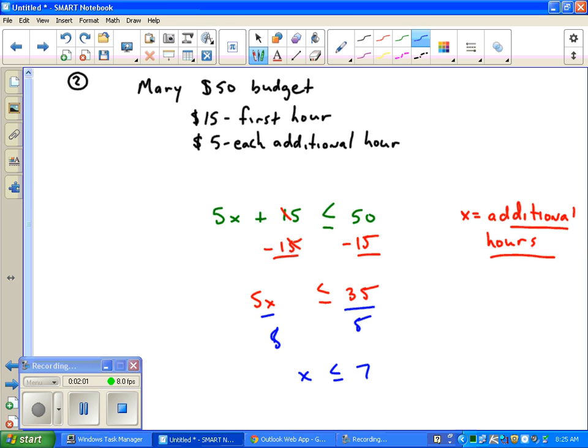But x is not 7. Notice that 7 is one of the choices, it's C. X is the additional hours because this represents the first hour. So it's actually 7 plus 1, so it's 8 hours. She can rent it for 8 hours.